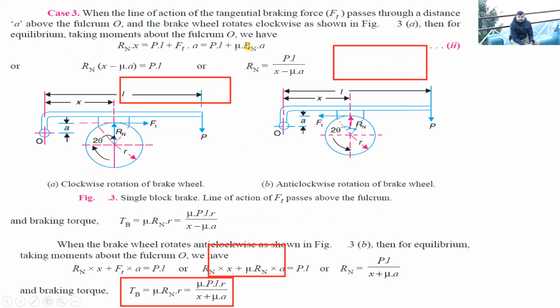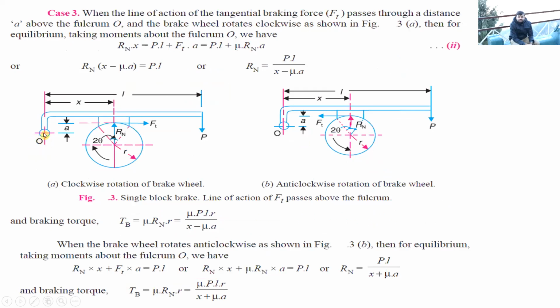In the next case, we will see that this fulcrum point is below the line of action of this Ft force. Again, when this is rotating in clockwise direction, this P force will try to rotate the system in clockwise, and this Ft force also will try to rotate the system in clockwise direction. This Rn force will try to rotate the system in anti-clockwise direction. So these will be taken in the same order and this will be taken in opposite order.